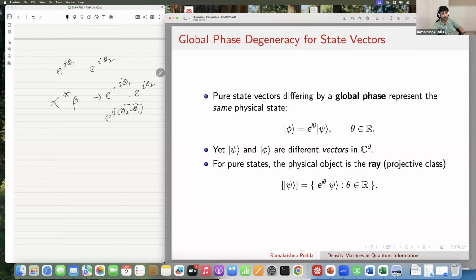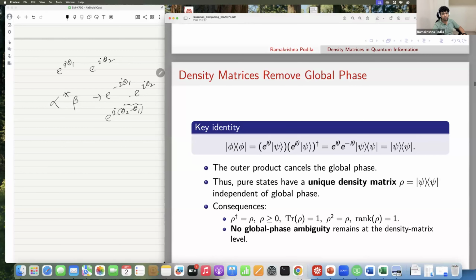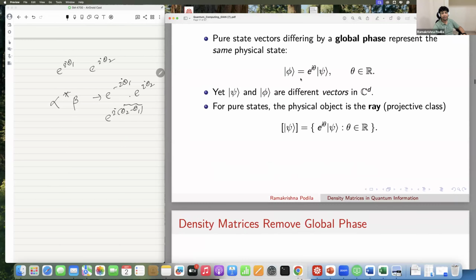If you have a global phase e to the power i theta, the density matrix for phi and psi would be exactly the same, right? So density matrices would then remove this global phase. For example, here I define phi as e to the power i theta times psi. If I want to take rho, which is |phi><phi|, then I have e to the power i theta |psi>, e to the power minus i theta <psi|, right? So these go away, and this is the same as |psi><psi|.